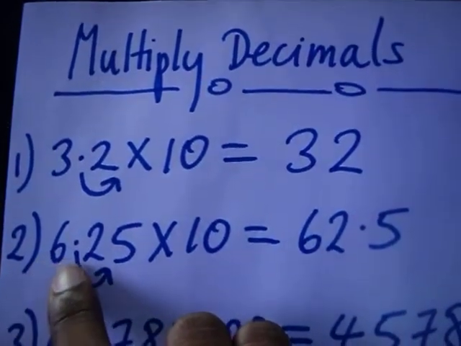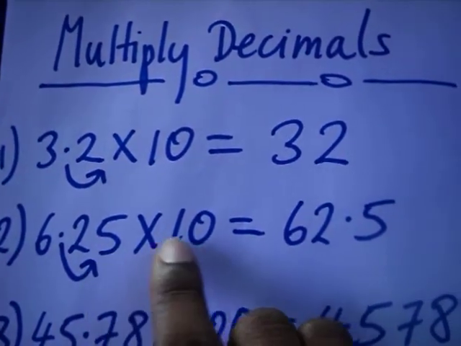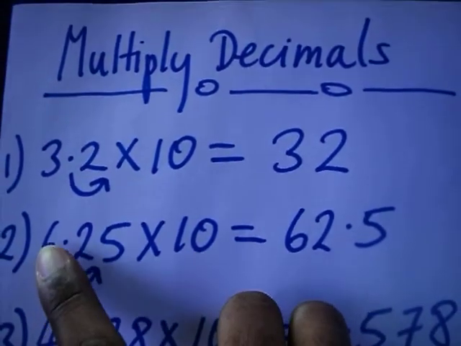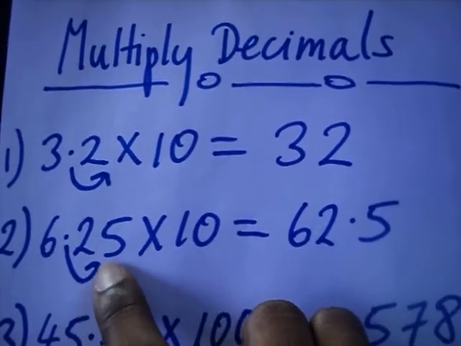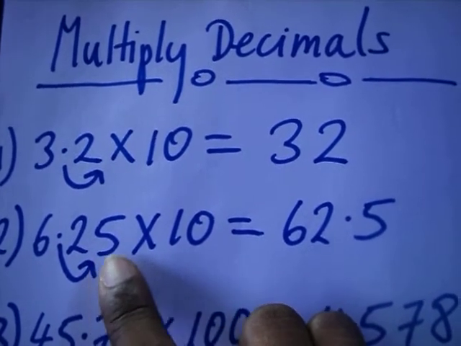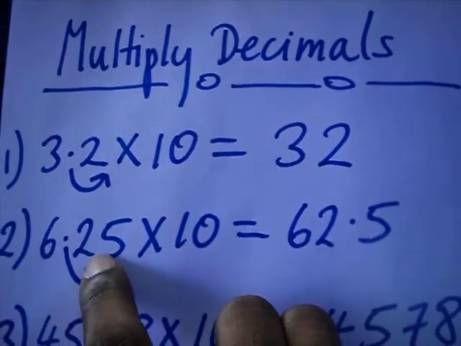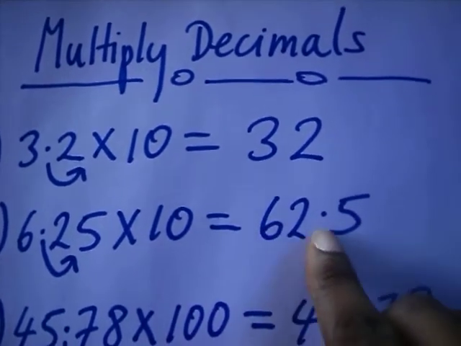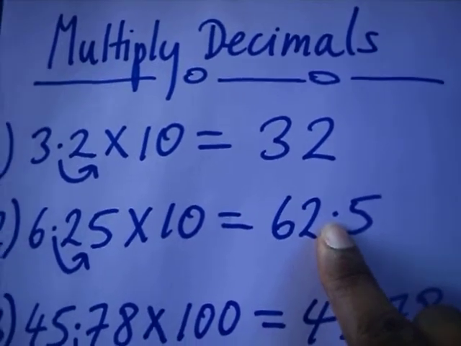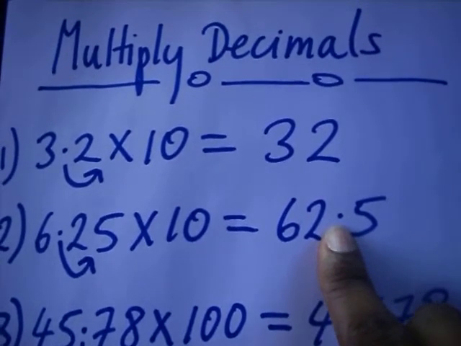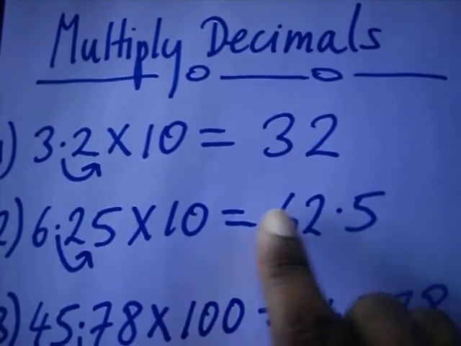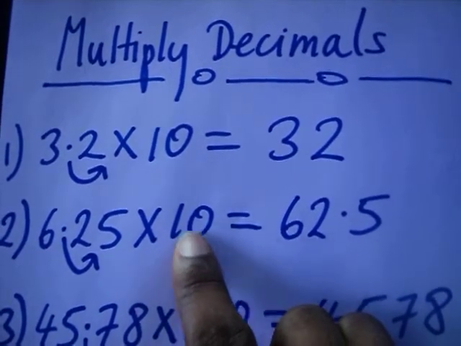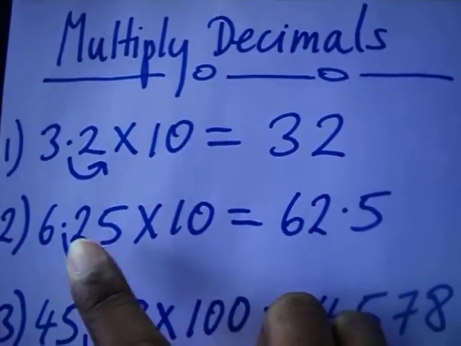Again, here you have 6.25 multiplied by 10. You're going to shift the point how many times? Once. Okay, once to the right. And 6.25 now becomes 62.5. It was there, and it comes there. When you multiply by 10, you shift the point once. Little trick to note, you have 1 0, so you shift the point once.